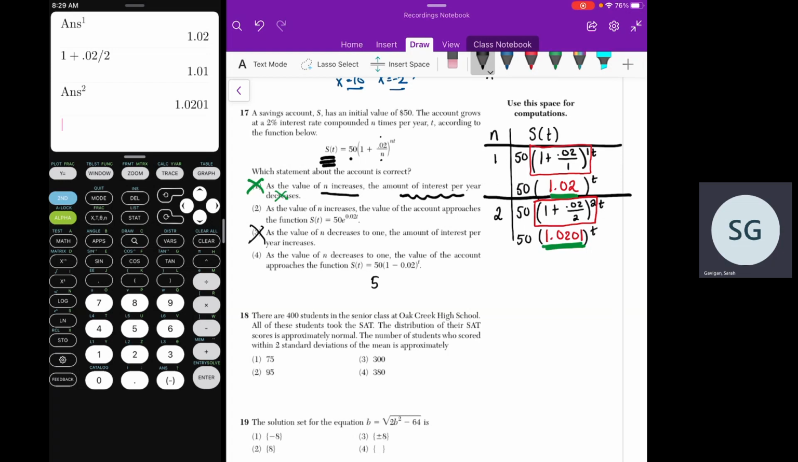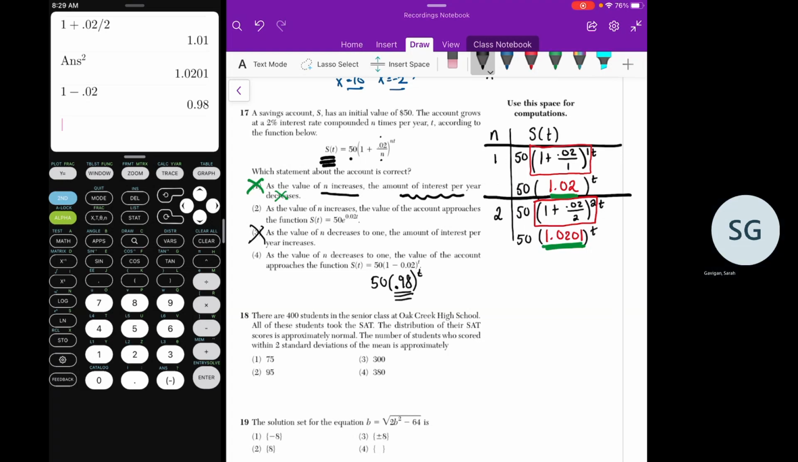"As the value of n decreases to 1, the value of the account approaches the function." Well, if we do this and type in 1 minus 0.02, what that would represent is exponential decline or exponential decay, and you don't invest money and lose money, hopefully. And as the value of n decreases to 1, it's not approaching that. I have it as 1.02. So the answer is choice 2.